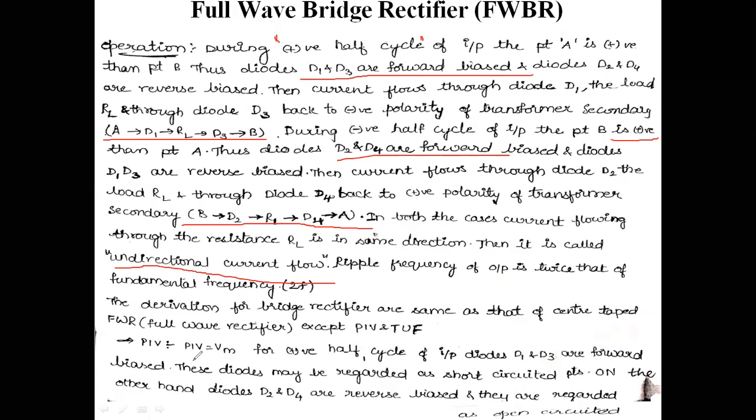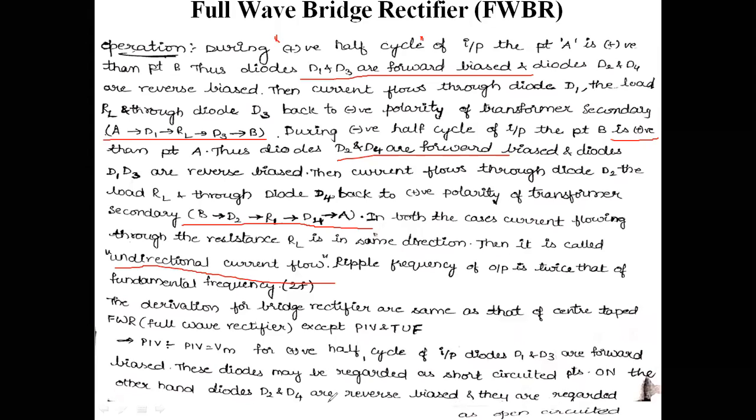PIV is given by Vm here. For each positive half cycle of input, diodes D1 and D3 are forward biased. These diodes may be regarded as short circuited points, and on the other hand, diodes D2 and D4 are in reverse bias condition, and they are regarded as open circuited.